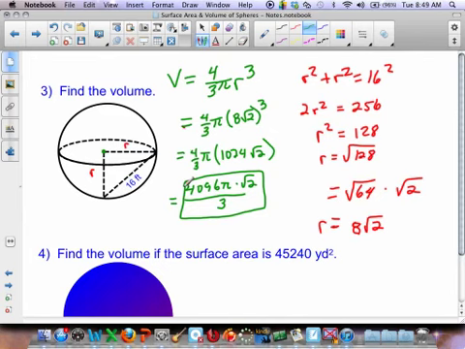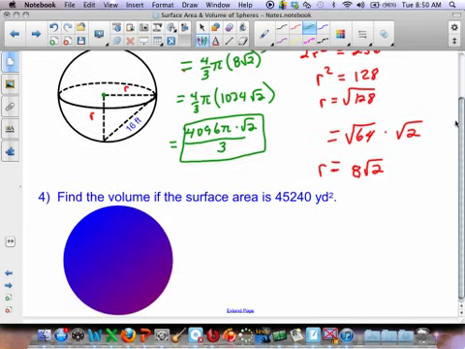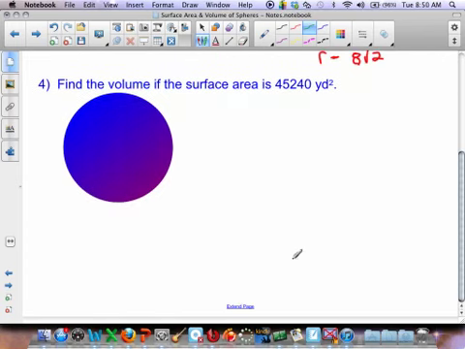All right. Hey, look at number 4. We've seen this before. Okay, we've seen problems just like this. How do you find the volume? Oh, this one's a little tricky. I did not realize that here. Find the volume of the sphere if the surface area is given. Okay.